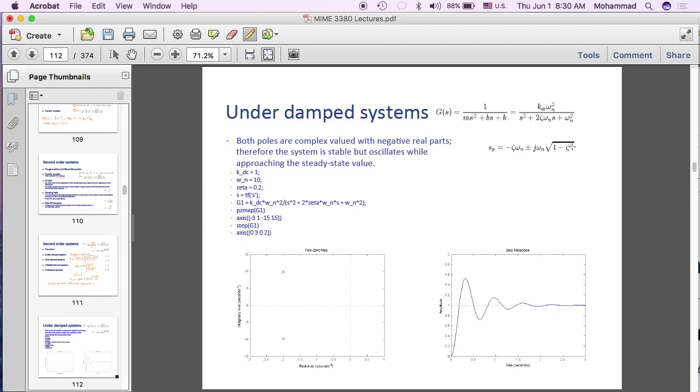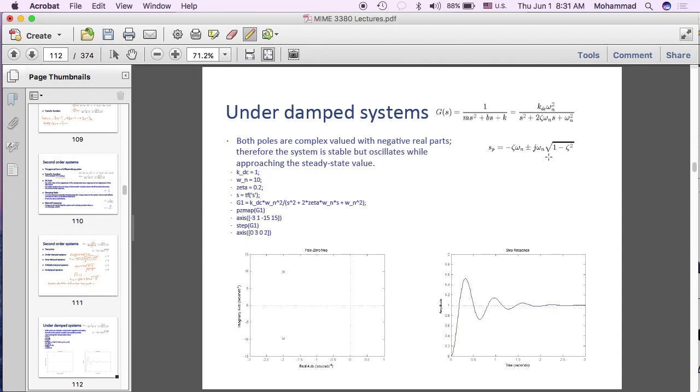What else do you see? The fact that zeta is less than 1 will give you a positive number under the square root. So the square root of a real number is a real number. But look, here this is multiplied by j. So both poles are going to be a pair of complex conjugate numbers.